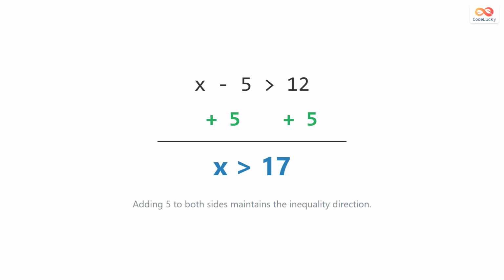To keep things balanced, we must also add 5 to the right side. Negative 5 plus 5 becomes 0, leaving just x. 12 plus 5 equals 17. So our answer is x is greater than 17.